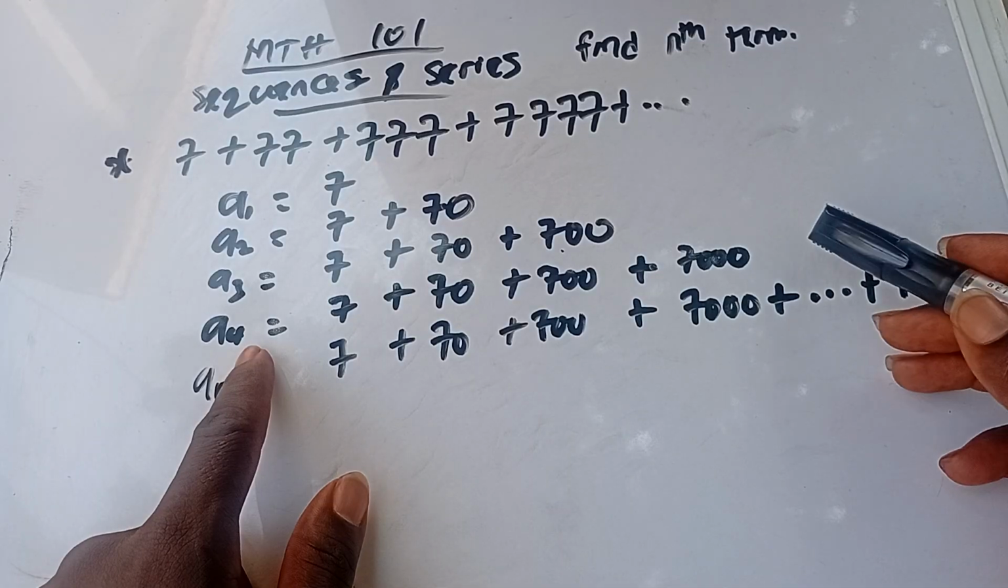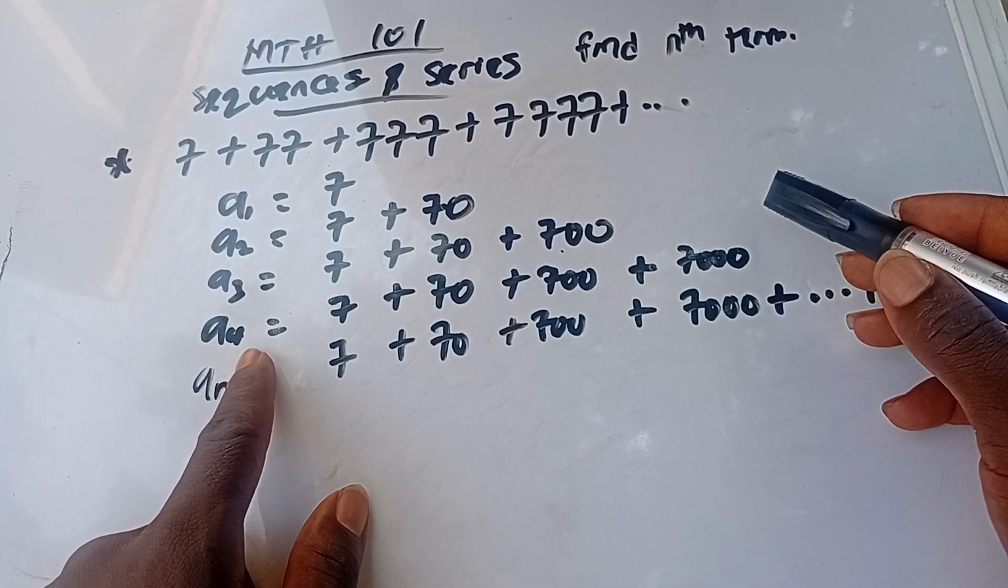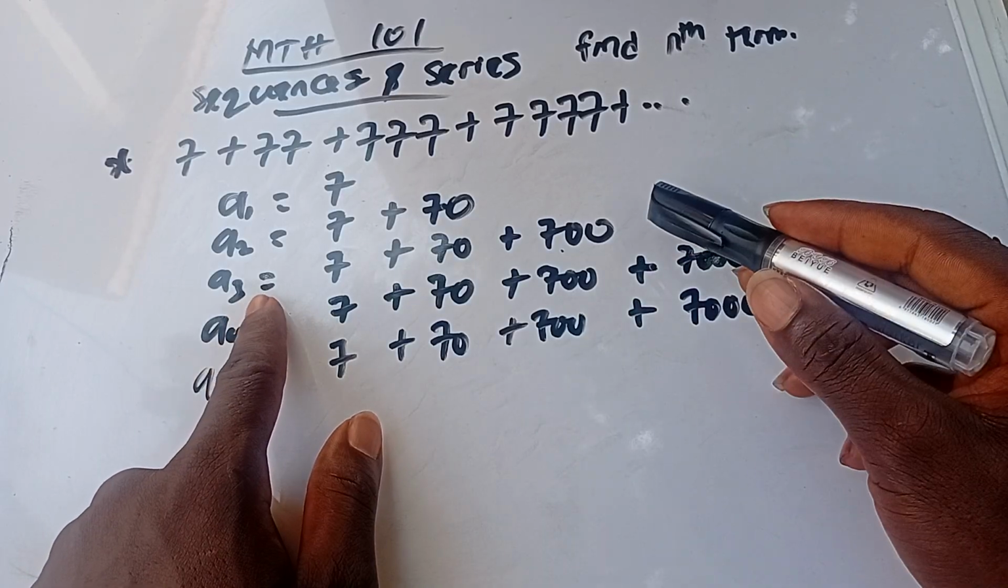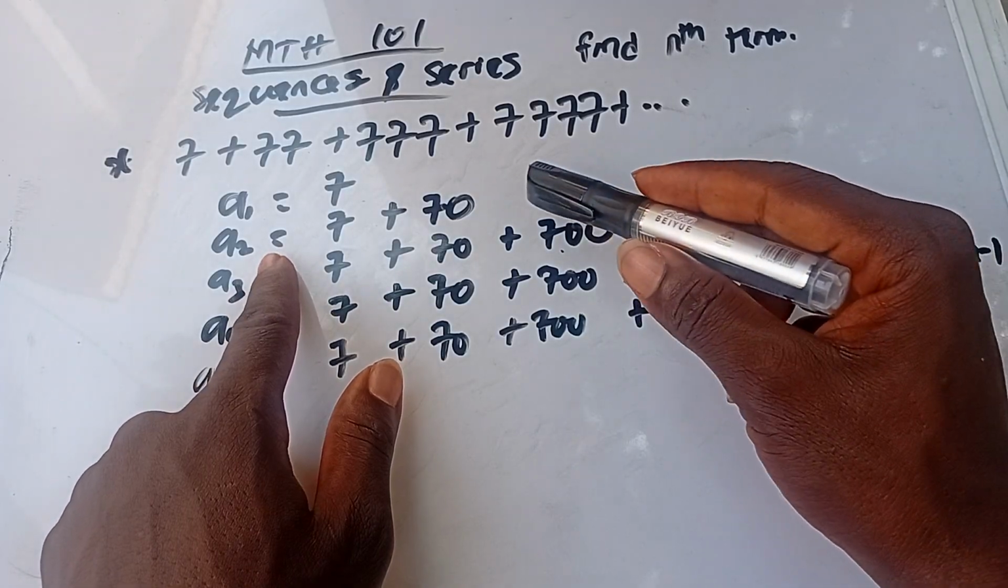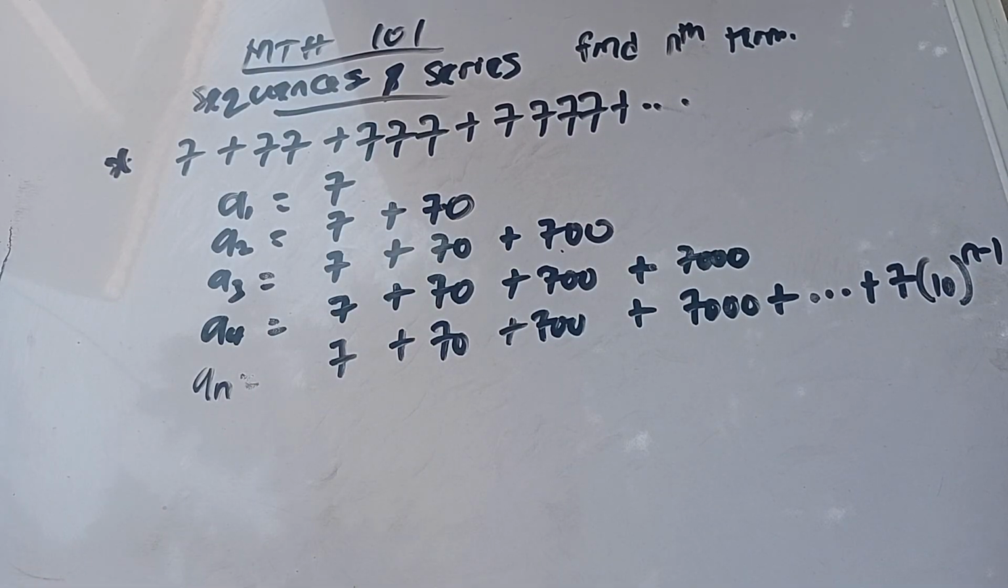For the fourth term, I can change 7,000 to 7 times 10 raised to power 3. The power there is 3 for the fourth term. For the third term, the last power is square. For the second term, the last power is 1. So for the nth term, the last power will be n minus 1. So that's one of the things if I want to be changing it that way.